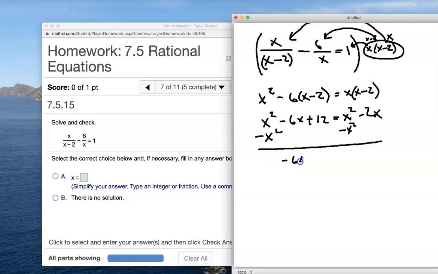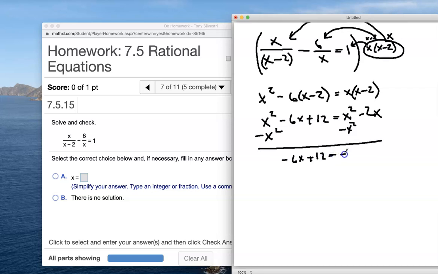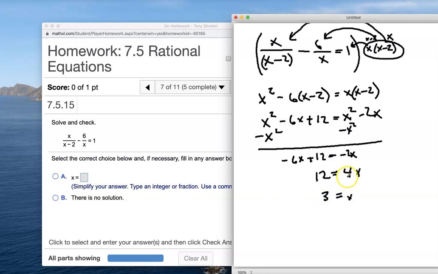That's good. It's deceptive. Very deceptive problem. Negative 6x plus 12 equals negative 2x. So now I'm going to add 6x to both sides. So it's negative 2x plus 6x is 4x. And then divide by 4, I get 3. I did all that beautiful math. Look at that. It's like a work of art over here. A nice work of art.